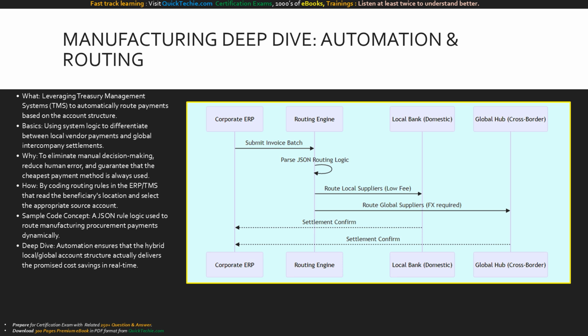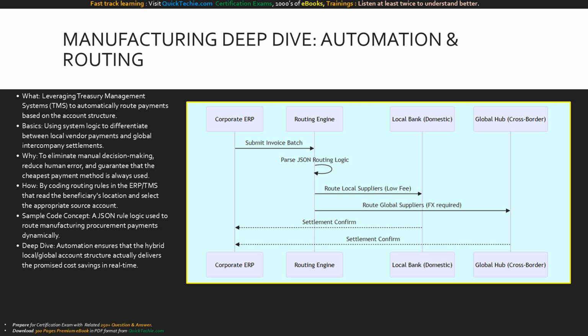I have provided a sample JSON code concept on the screen. Let me explain it. The code looks at the order type. If it identifies local procurement, it automatically triggers the action to fund from the local operating ACC using domestic clearing. The deep dive here is that an elegant account structure is useless without the technical automation to drive transactions through the correct pipes. Let's walk through the sequence diagram to see our JSON routing logic in action.